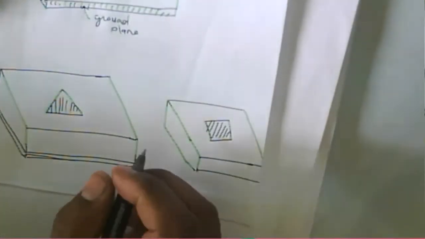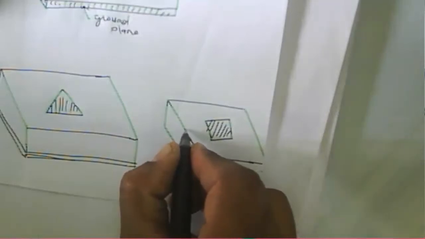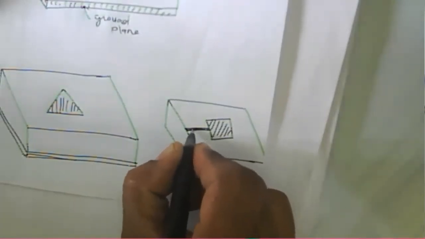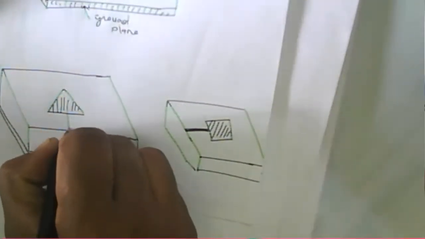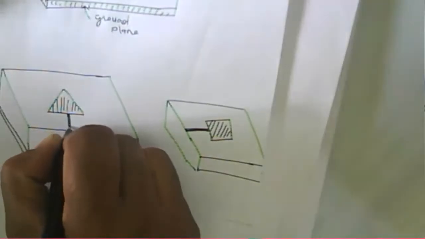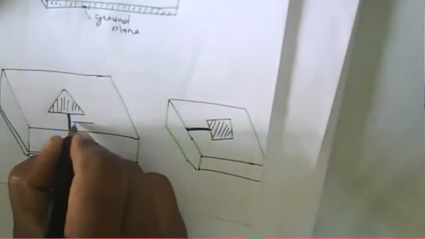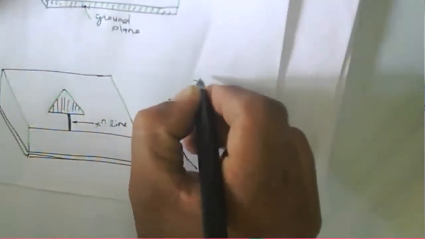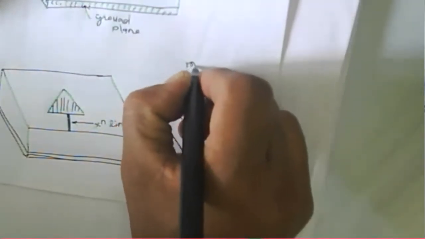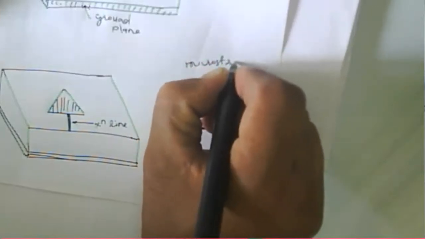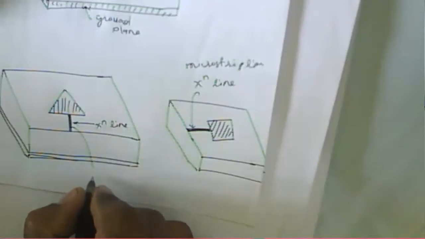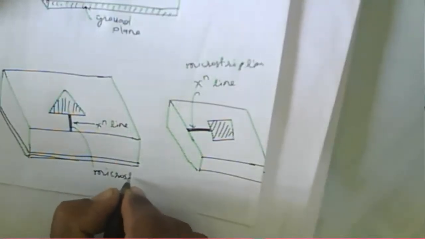Now how to excite those antennas? To excite those antennas, we need to design a small microstrip line or small transmission line to excite this particular antenna. So for a triangle, we need to excite from this to there. Now that is nothing but a transmission line, or we can say a microstrip line.